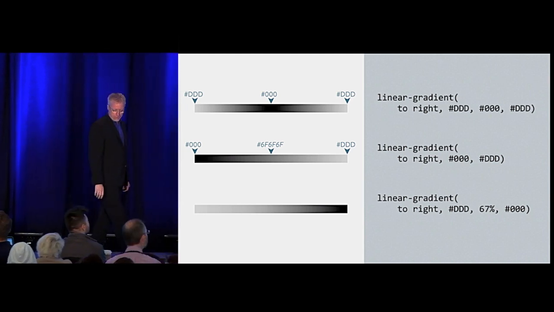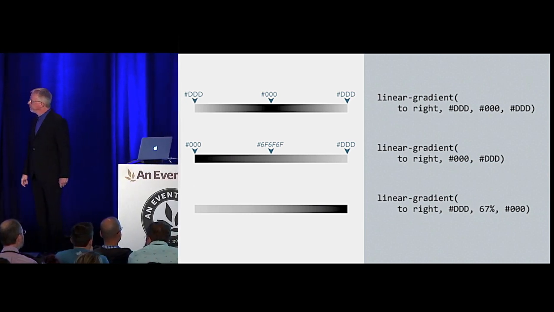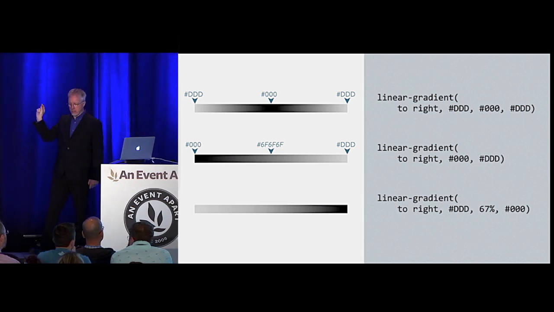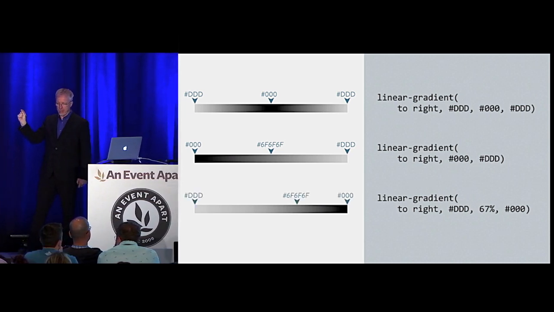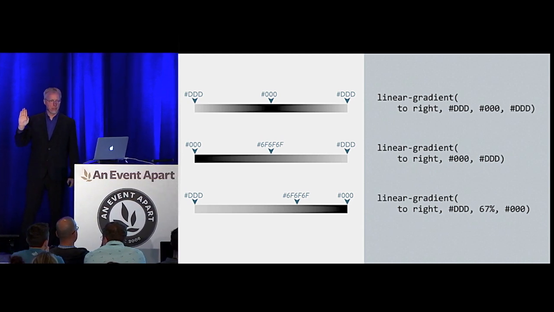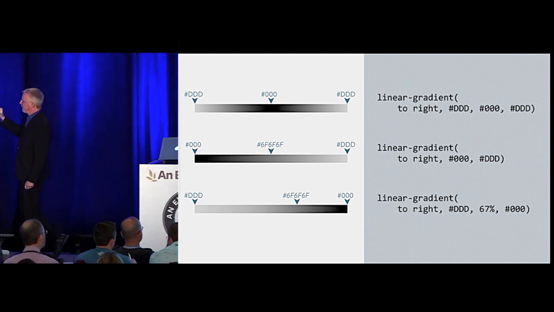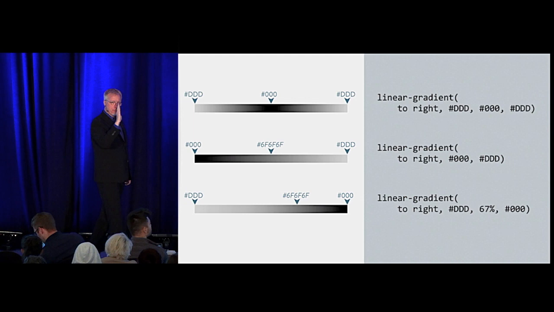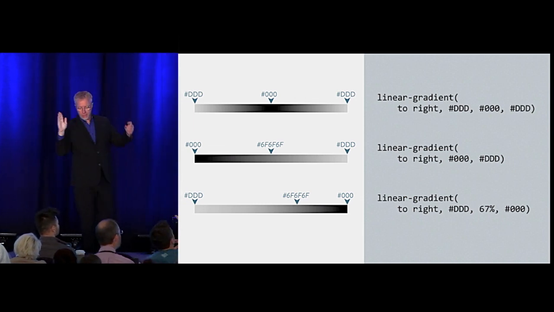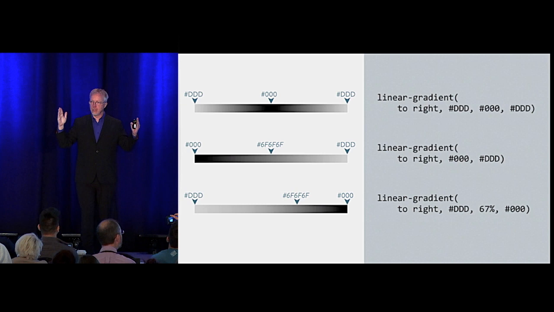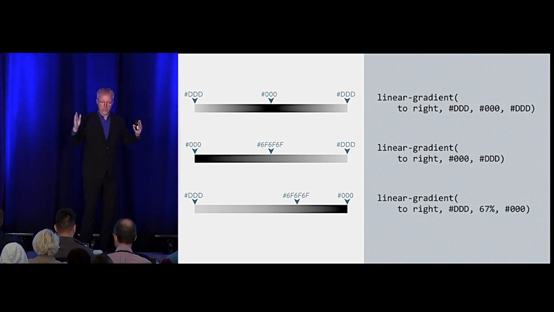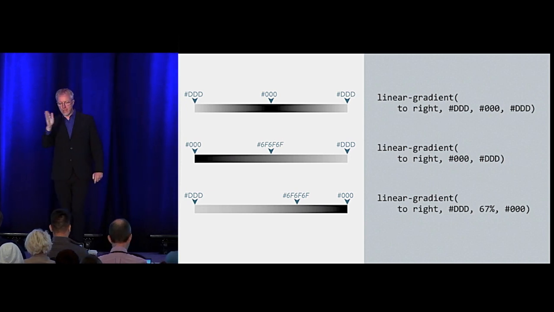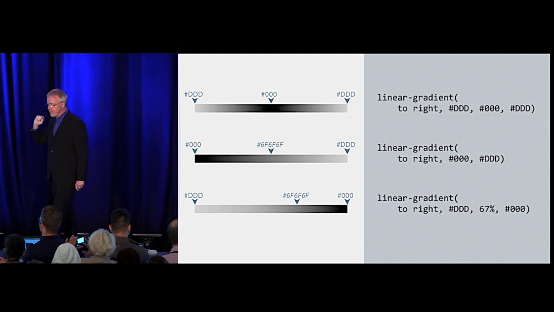But in this last one, I threw in a color stop, basically a color easing stop. So between the DDD and the 000, I said, I want that midpoint actually to be at 67% of the distance between these two color stops. If you have a percentage or a length, you can set the position of the midpoint between the two colors in the two color stops. And then there's an algorithm that's used to ease the transition from one to the other, making sure that midpoint happens at the point that you specified.